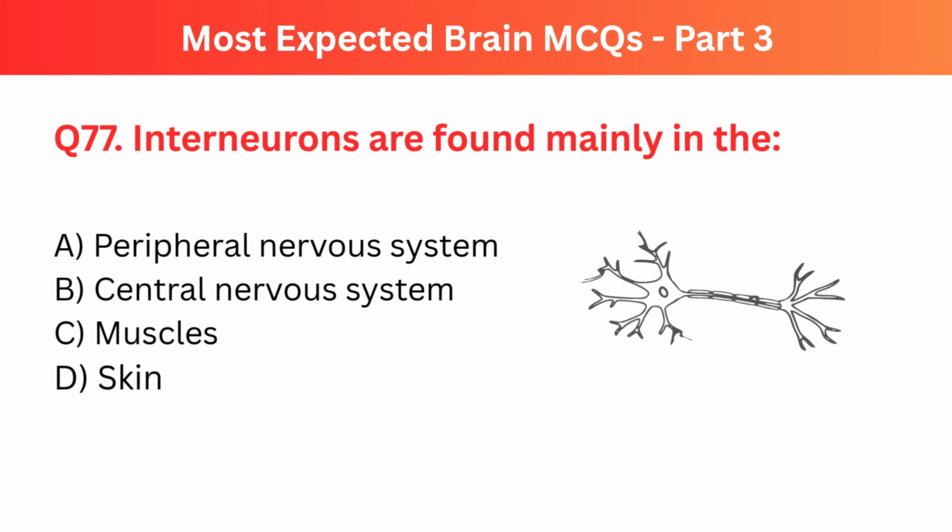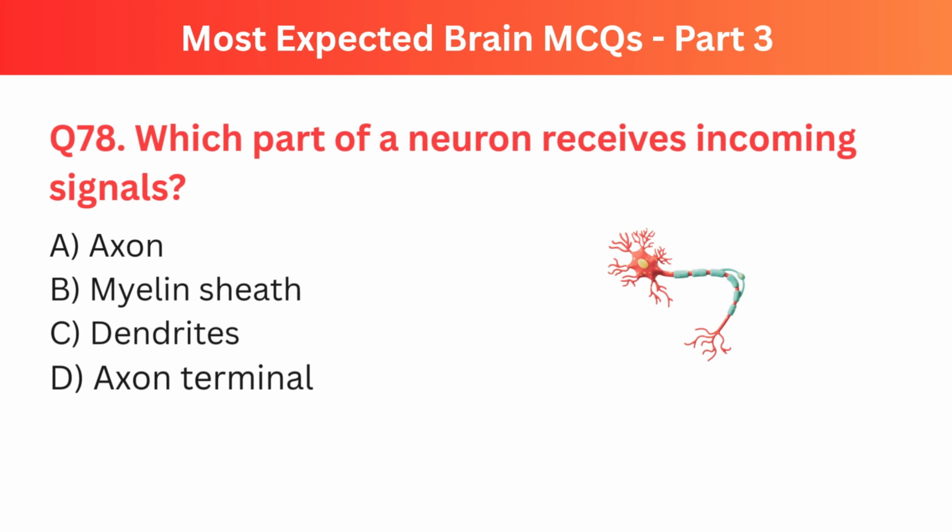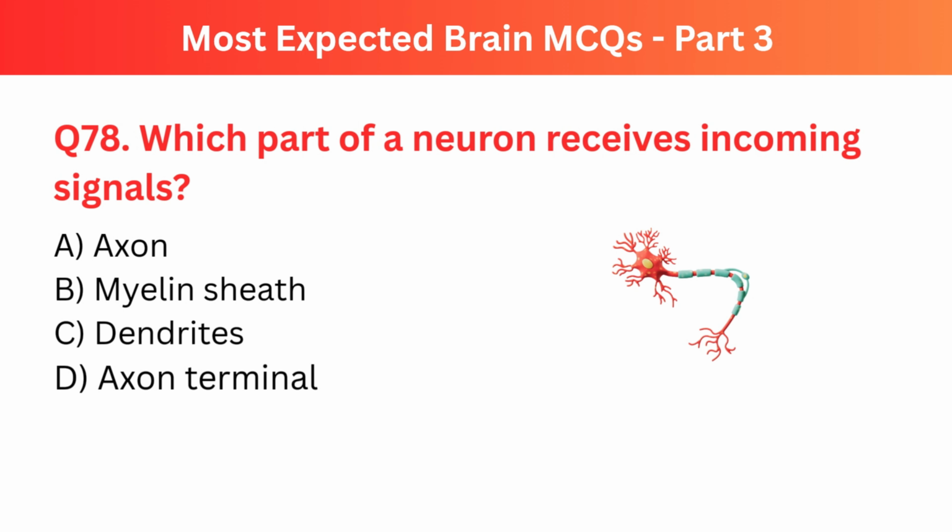Question number 77. Interneurons are found mainly in. The right option is B. Central nervous system. Question number 78. Which part of a neuron receives incoming signals? The right option is C. Dendrites.